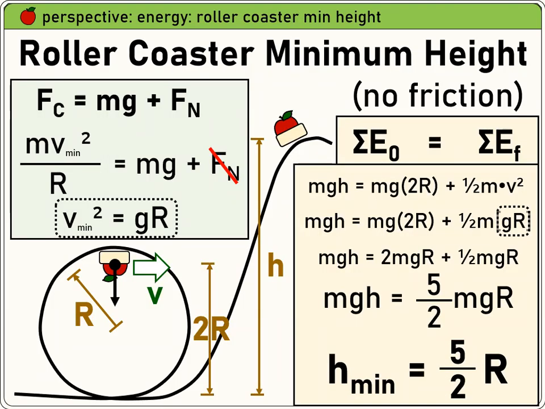Roller coaster minimum height: what minimum height do I have to drop this from to make sure it gets around? You guys saw a bowling ball version of this, right? So this is like a two-part question. First, you have to figure out how fast it has to go to get around. That you saw yesterday. The minimum speed here is square root of gR, right?